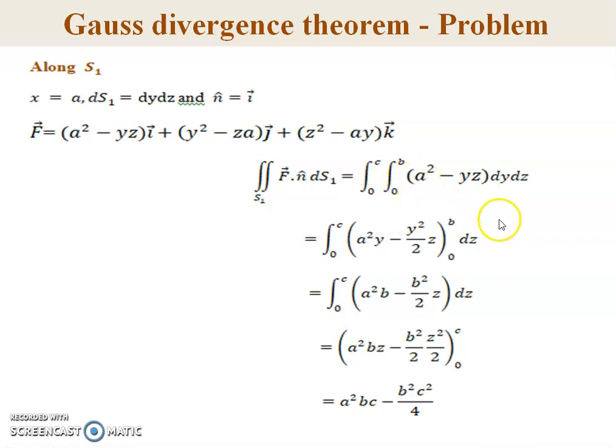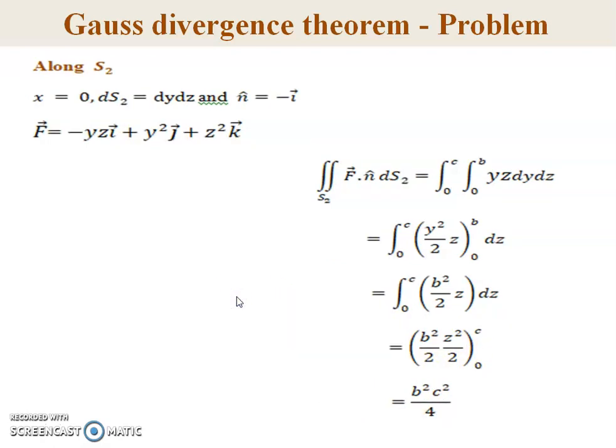Now integrate with respect to y first: a square y minus y square by 2, into z. Then apply the upper limit, and we get this result. Then integrate with respect to z: a square bz minus b square by 2 into z square by 2. Now apply the upper limit c, and it becomes a square bc minus b square c square by 4. If you put the lower limit, it becomes 0.